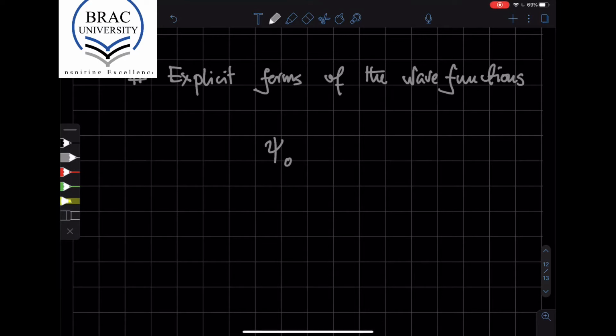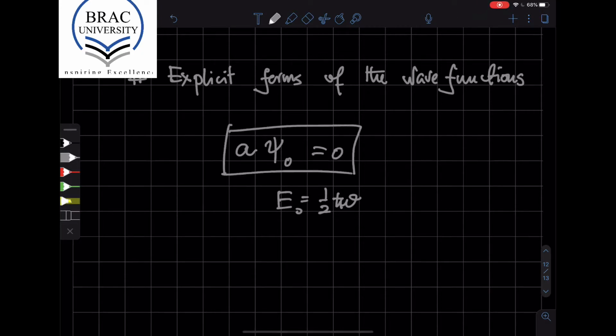To see what the wave functions are, we just have to observe that the lowest energy state, psi 0, which corresponds to the eigenvalue E0 equals half h bar omega, is annihilated by A. So this is 0. But then this is actually a first order differential equation. We can now express A in terms of x and p. And we know that in the position representation, p is a derivative operator.